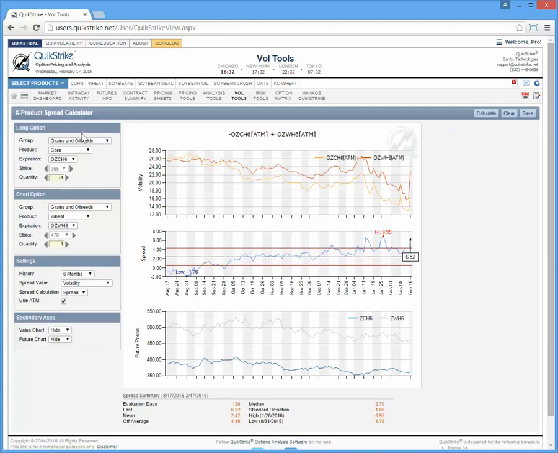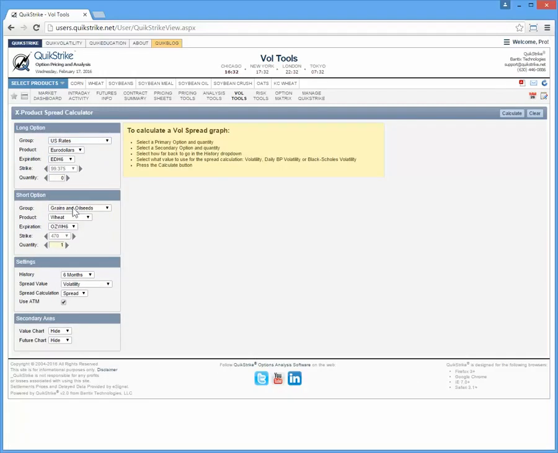Now you're not limited to ag within ag. If I wanted to look at a U.S. rate versus a wheat contract, you definitely could do that. I don't know how relevant that is. I mean, I haven't seen anything like that, but the whole point is you can do cross product spreads.